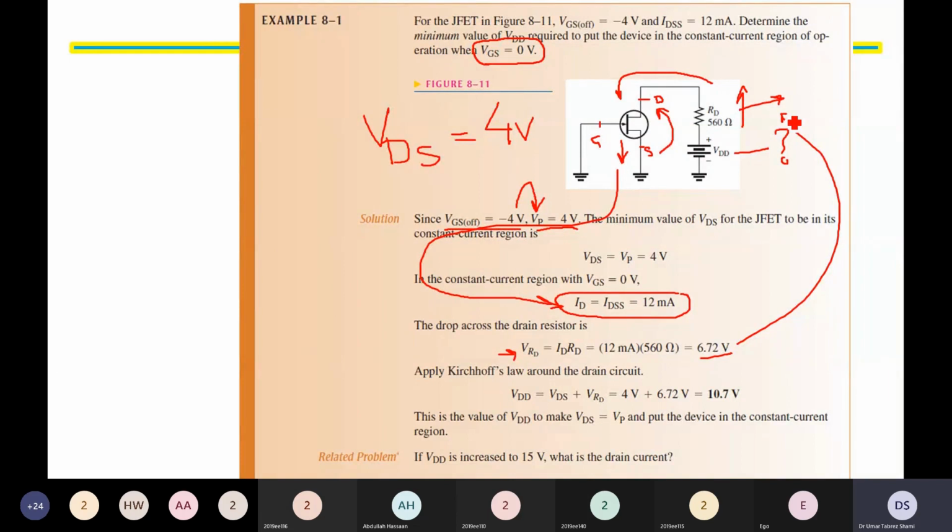Now we are left with a very simple question: what is the total voltage? We have VDS of 4 volt and voltage across RD of 6.72 volt. Thus, the total voltage VDD is simply equal to VDS plus VRD, that is equal to 10.72 volts. This is the value of VDD to make VDS equal to V pinch off and put the device in constant current region. So any questions so far?